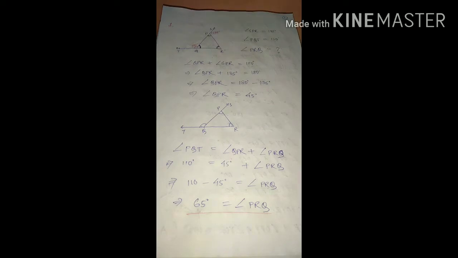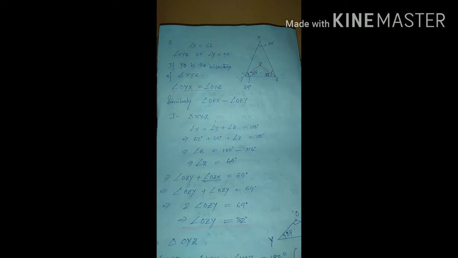Is it clear? Okay. The next question is question number 2 of exercise 6.3. As you see, the diagram is given to you with respect to this triangle XYZ. Here angle X is given as 62 degrees, as well as this angle Y, that means this whole angle, is given as 54 degrees. Now we have to find this angle YOZ, as well as this angle.